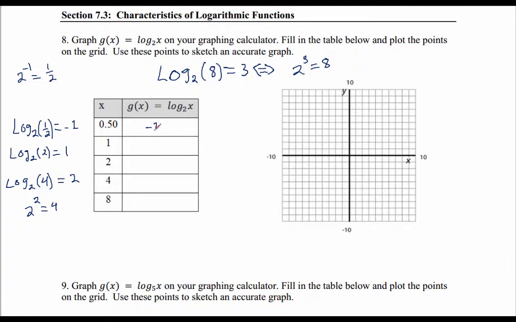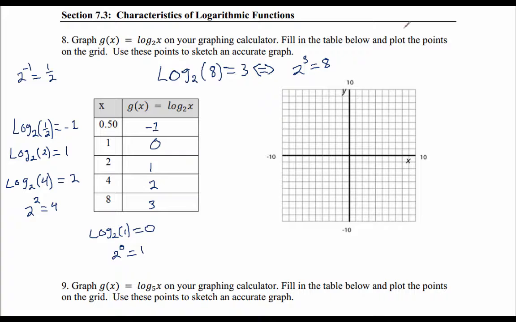Okay, so let's fill the table out here. So this one is negative 1. Oh, I skipped one, didn't I? My bad, sorry about that. Logarithm base 2 of 1, what's that equal to? That's got to be equal to 0 because 2 to the 0 is equal to 1, right? So the exponent on a 2 that gets me 1 has got to be equal to 0. And then that's going to be a 1, that's going to be a 2, and that's going to be a 3, okay?